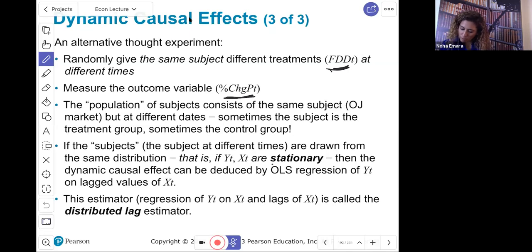Let me skip this word for now. I'm going to come to this word, which is about stationarity, when we start time series. So let's just skip this paragraph. But the most important part in our analysis for this topic is called the distributed lag model or the distributed lag estimator. And this is what we are going to estimate.